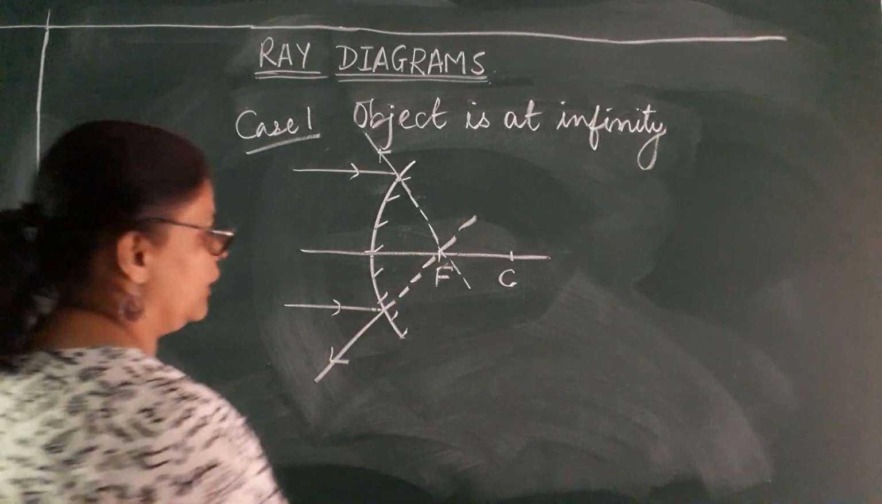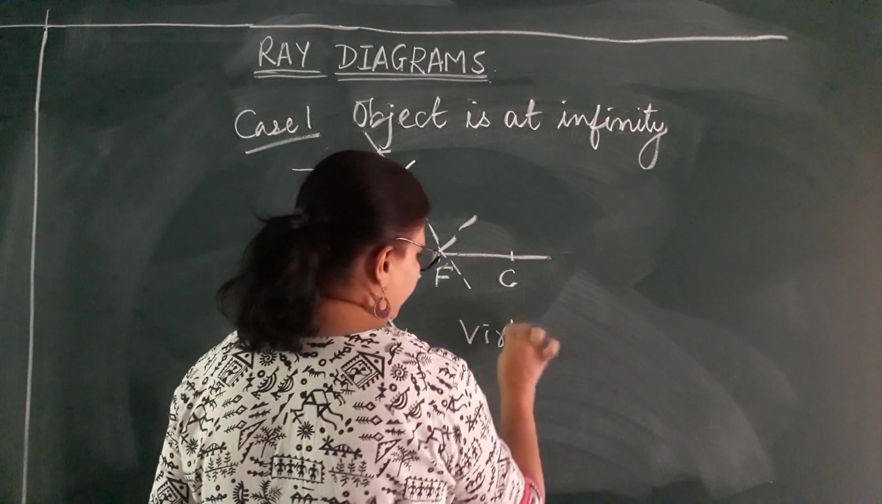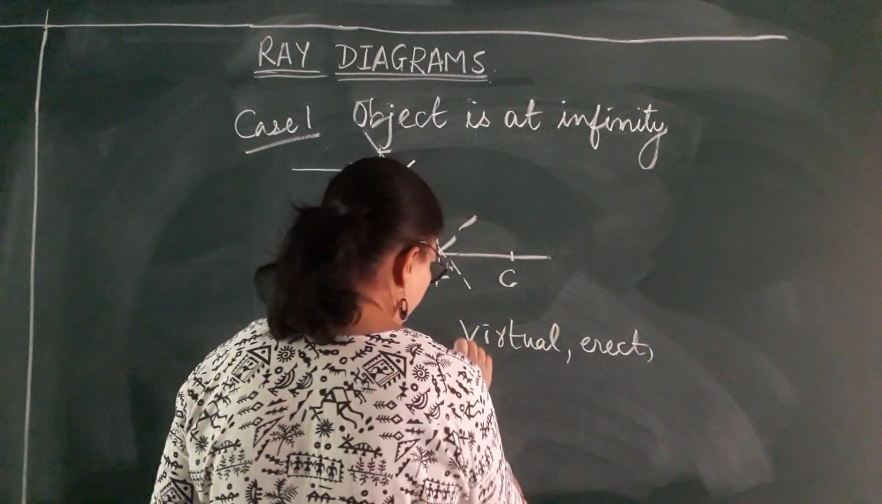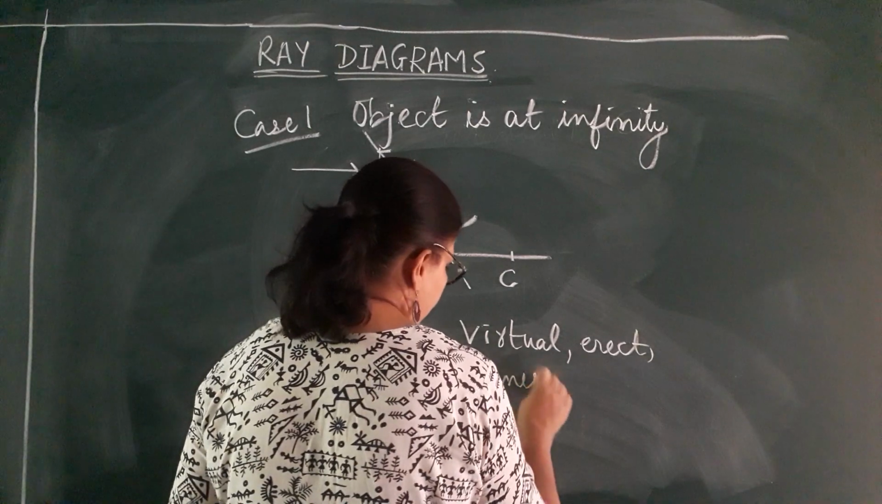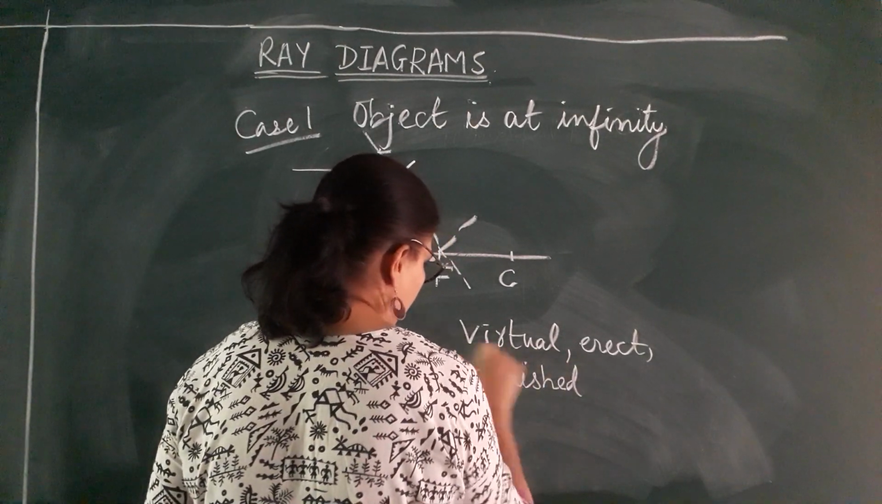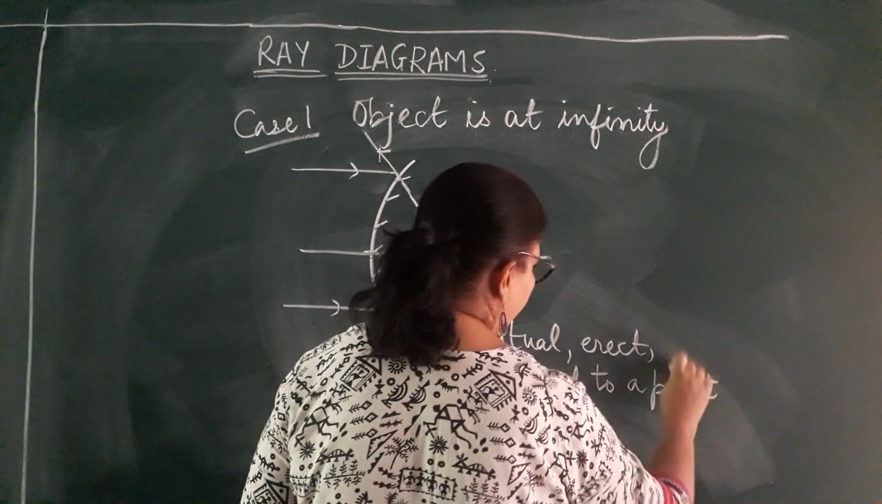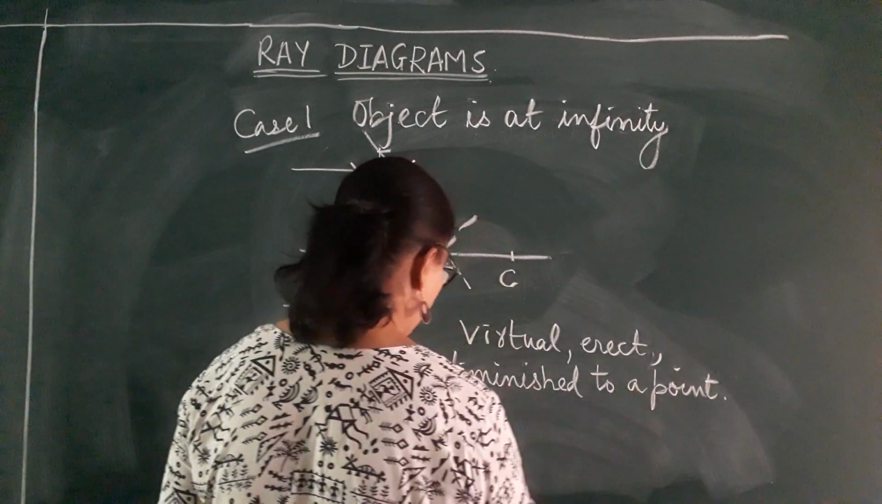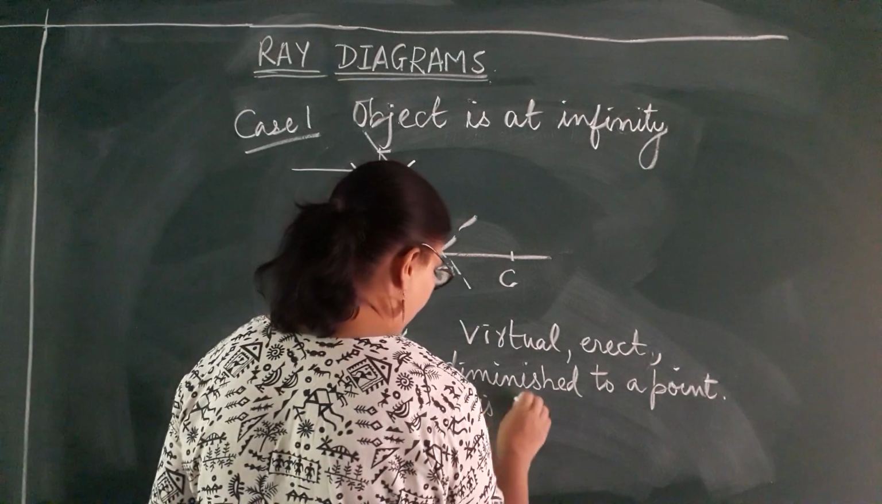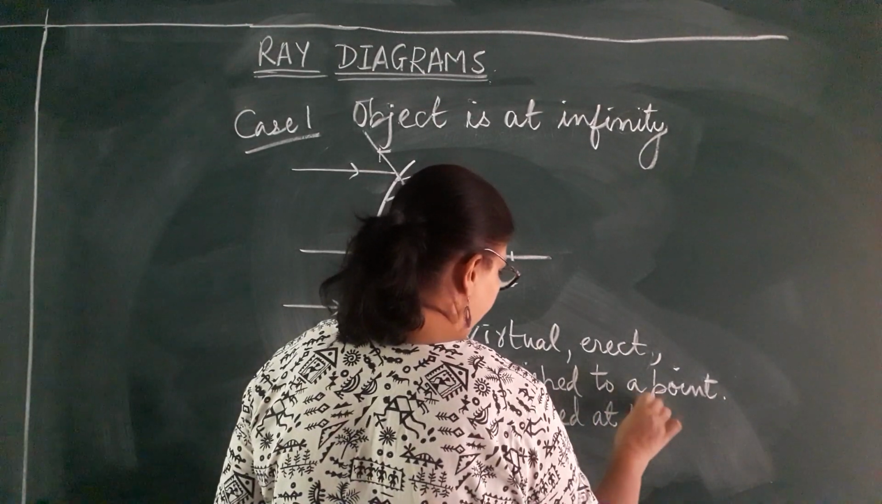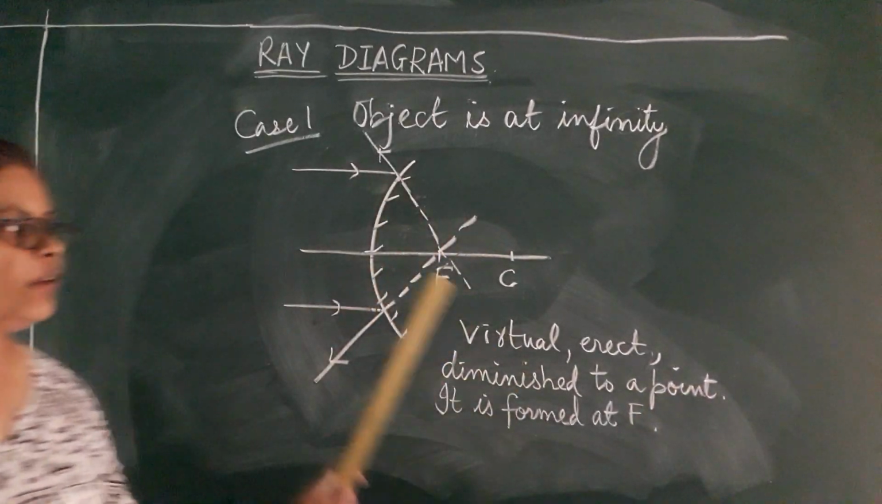And what type of image is formed? The image is virtual, it is erect. You will say it is diminished to a point. And it is formed, you can see, children, at F. So this is case 1 for convex.